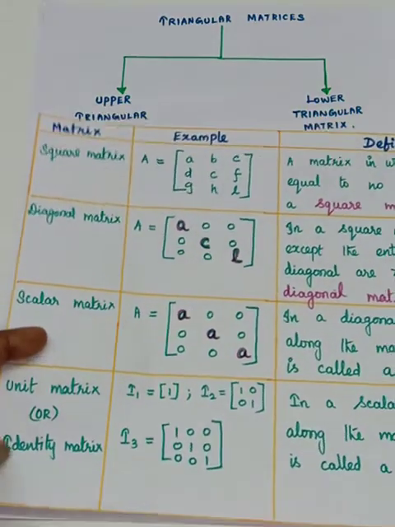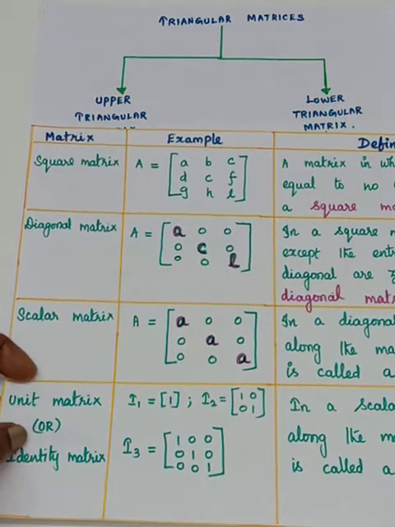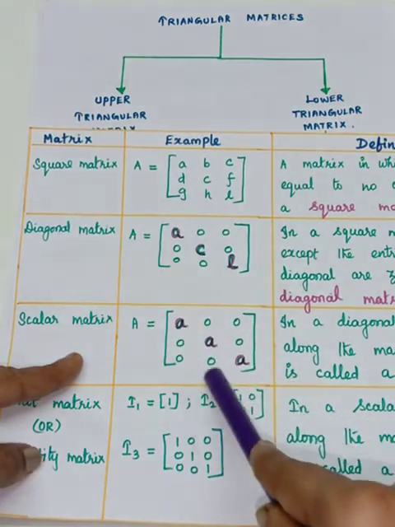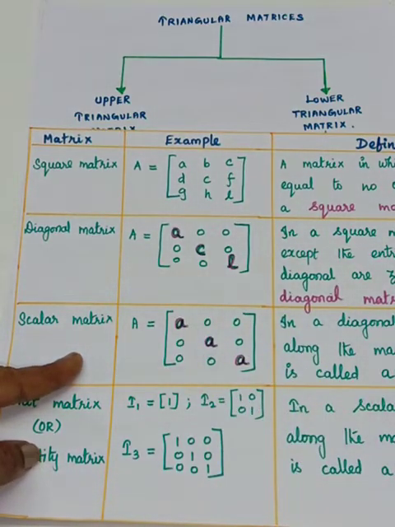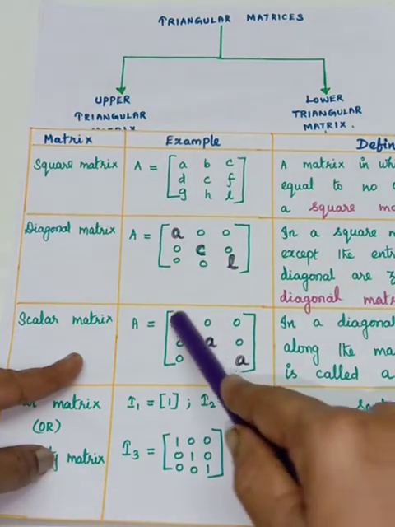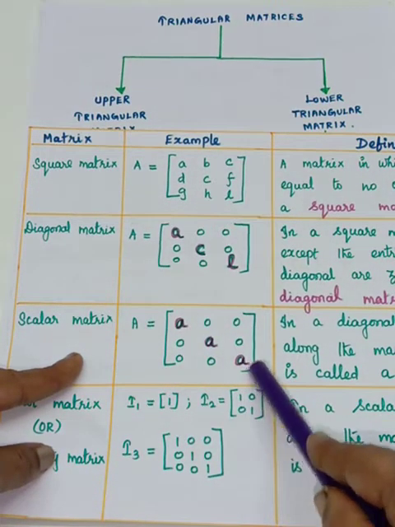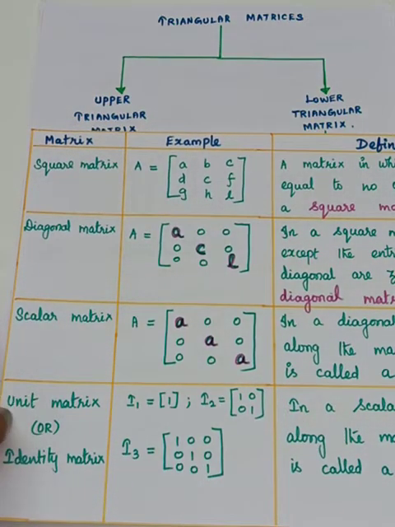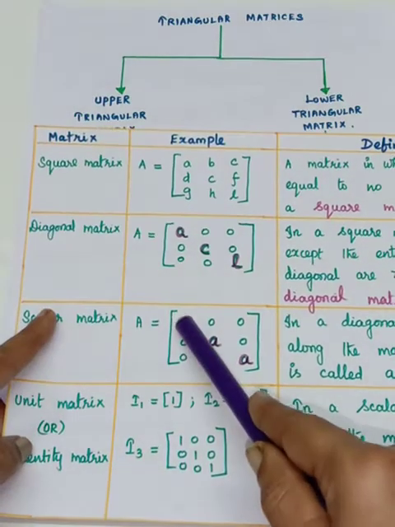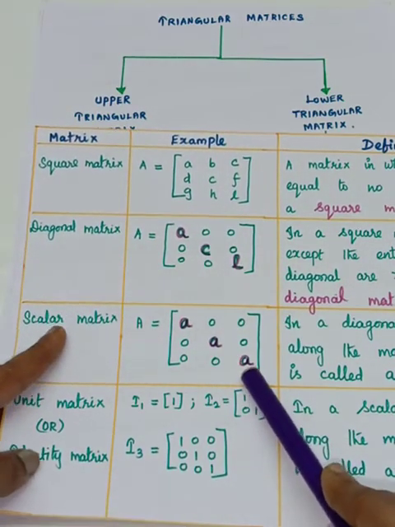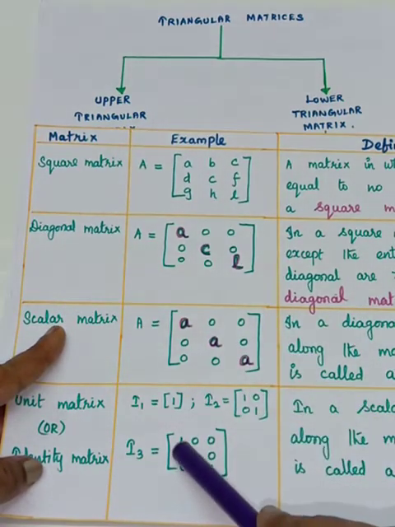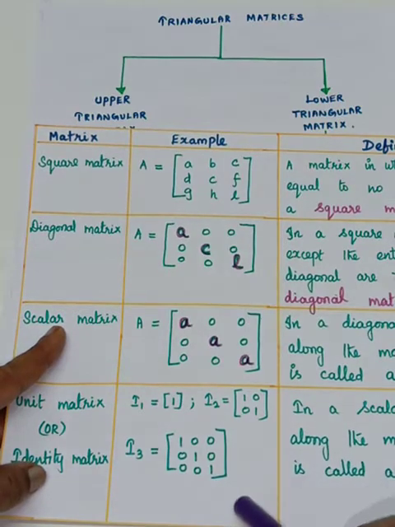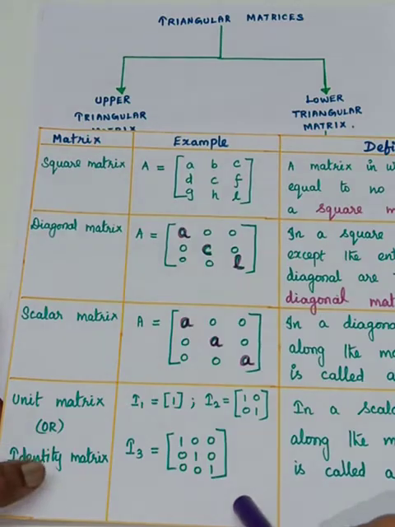You see the next one, unit or identity matrix. So in the scalar matrix, what does it mean? All the entries except the diagonal are 0 first, and the main diagonal elements should be the same for a scalar matrix. And if that entry is 1, that matrix is a unit matrix or identity matrix. You see that here I have written the main diagonal elements as A. So that is a scalar matrix. When A is equal to 1, so the main diagonal elements are 1, that scalar matrix is a unit matrix or identity matrix.